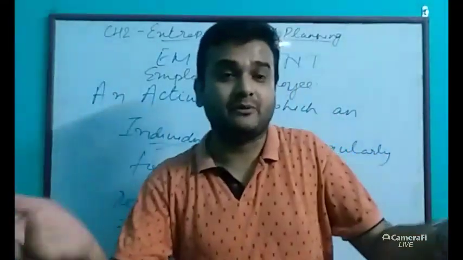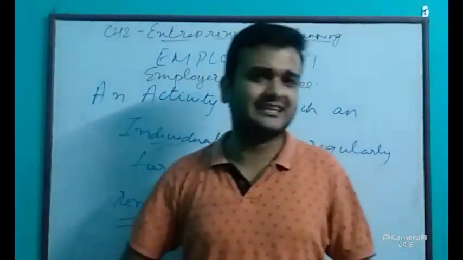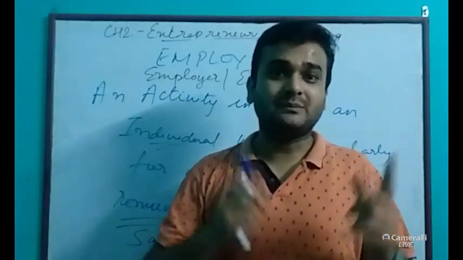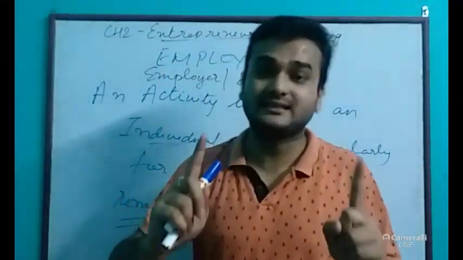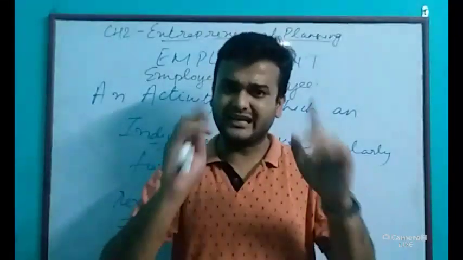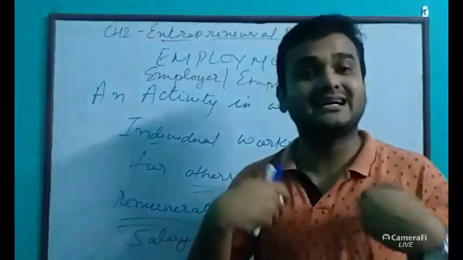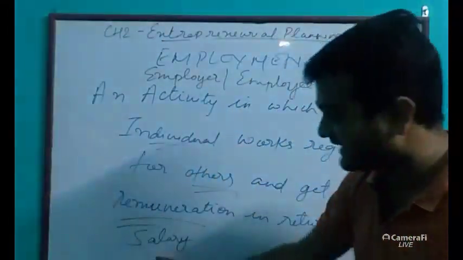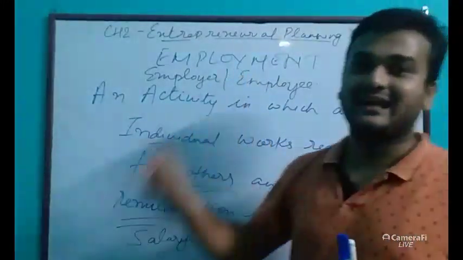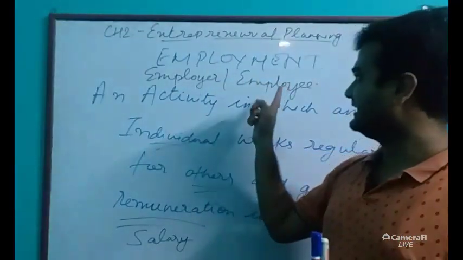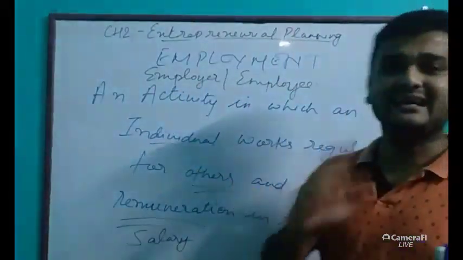Understood? Let's take an example. Suppose many of our parents are into government sector, into railway or many other places. The government is the employer, and your parents or anyone who is working under the government is the employee. Understood? So employment is when you are working under someone, for others, and you are getting salary, remuneration, in return. And there are two persons involved, employer and employee. Clear? So the person under whom you are working is the employer and you will be the employee.